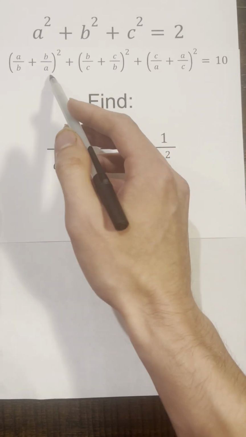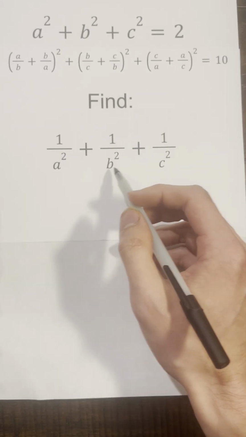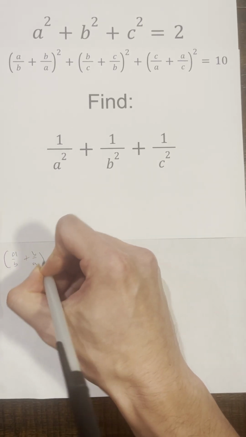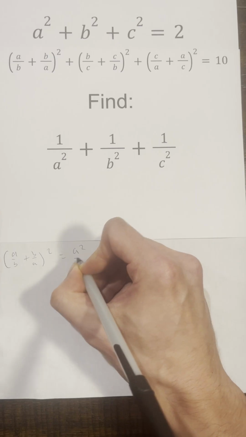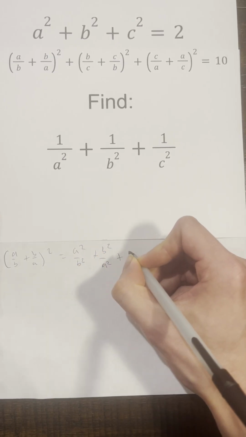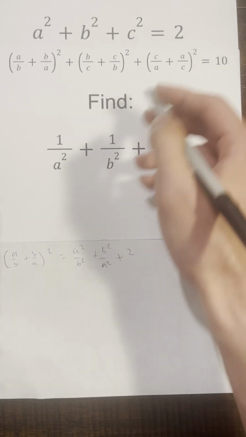So we're going to expand all this, because doing so is going to create fractions out of a squared, b squared, c squared in the denominators. So let's go ahead and do that. (a/b + b/a)^2 is equal to a squared over b squared plus b squared over a squared plus 2. Okay, and let's do the same thing with the other two terms.